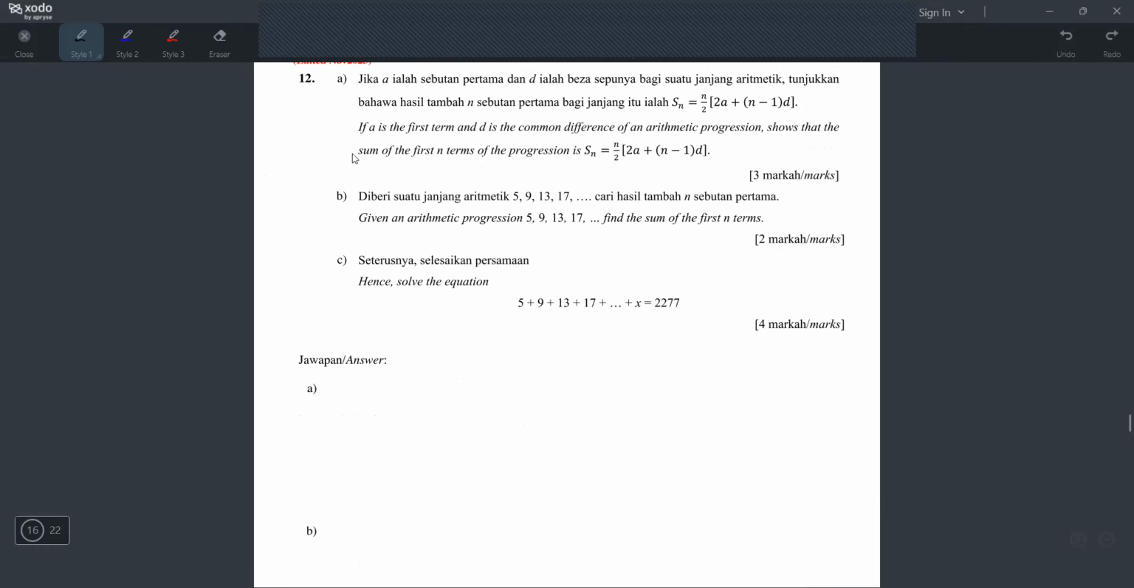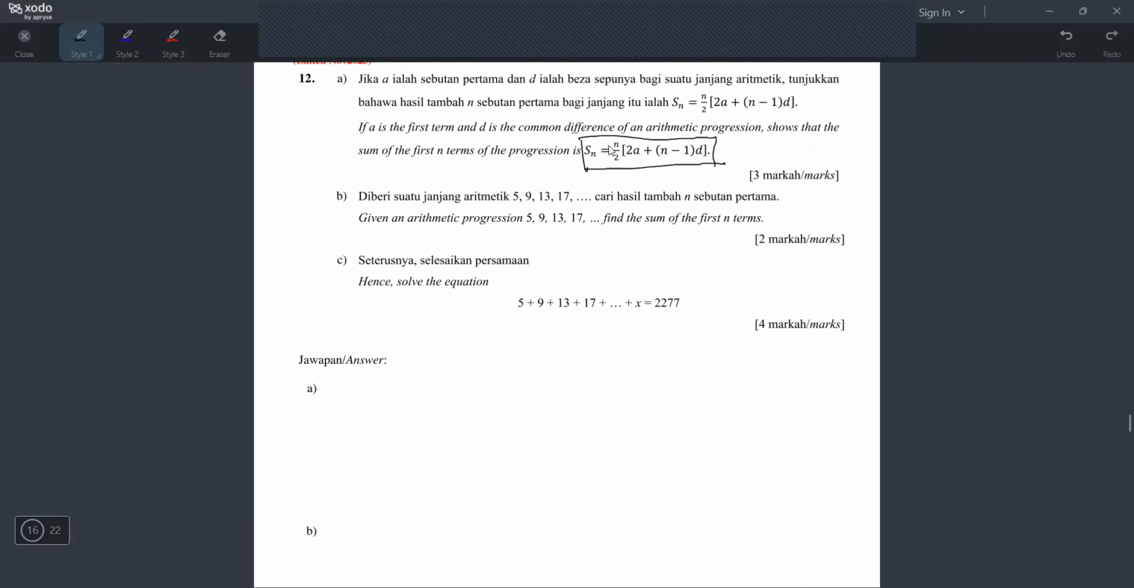Okay, let's do number 12. This is Form 4 chapter also. I think it's chapter 5. It's called progression. Janjang. Okay, let's read the question. If A is the first term and D is the common difference of an arithmetic progression, show that the sum of first n term of progression is this. So they actually want me to prove the formula. They want me to derive this formula.